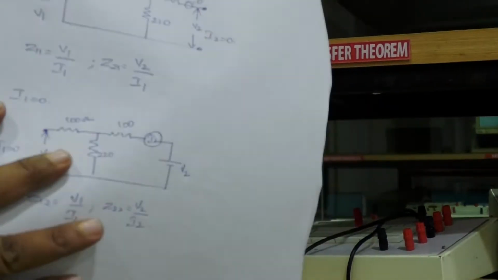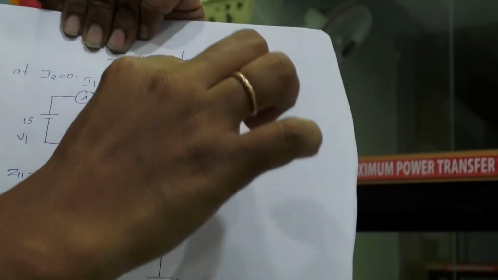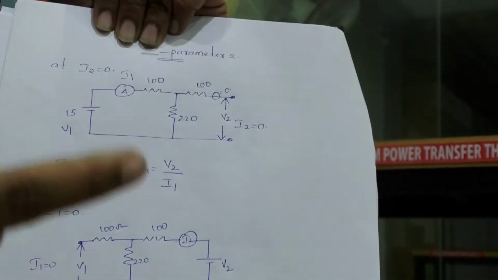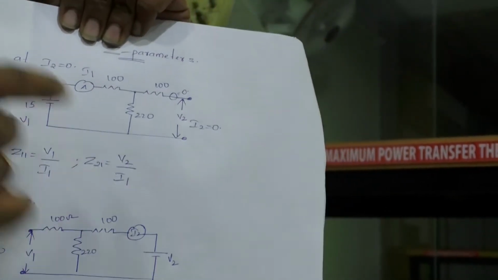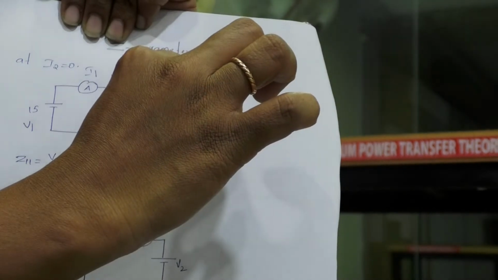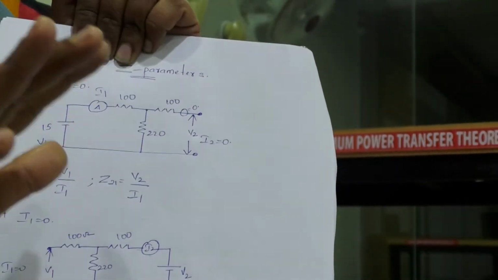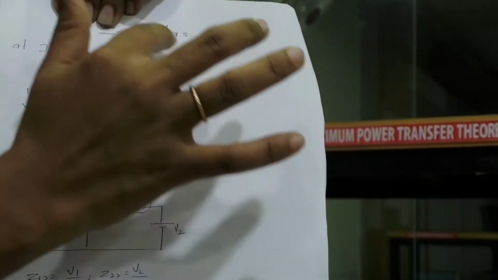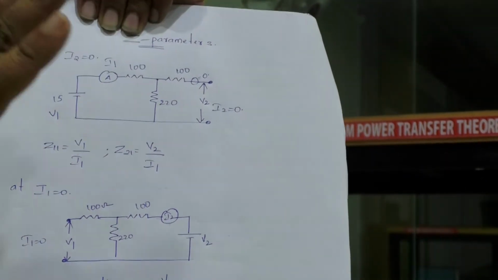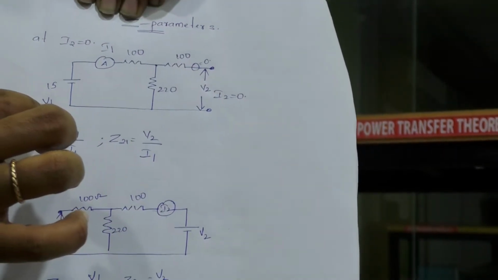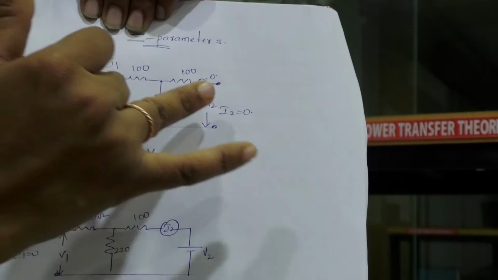Here I have drawn the circuit diagram for the first case, I2 equals 0. What does I2 equals 0 mean? It means making the second port open. Similarly we can do it for I1 equals 0. If we make the second port an open circuit, the current will be 0 but the voltage will be present. In this complete circuit, you can see the resistances are all in the same manner, and V1, I1 and V2 are present.